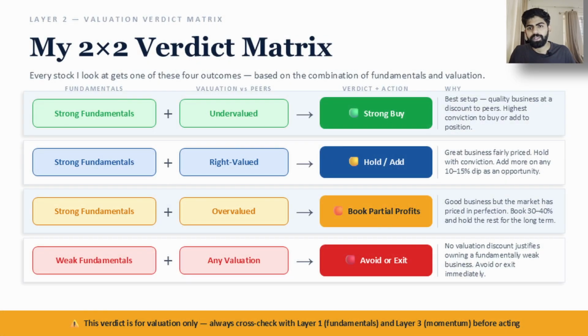So after all these 3 checks, we finally arrive at one of these 4 actions, which is number 1, buy or add. The second one is hold and monitor. The third one is reduce your position or book profits, and the fourth one is exit completely. Every decision has a logical step to it. It is not based on emotions or the vibes, it's based on what the data is showing us.